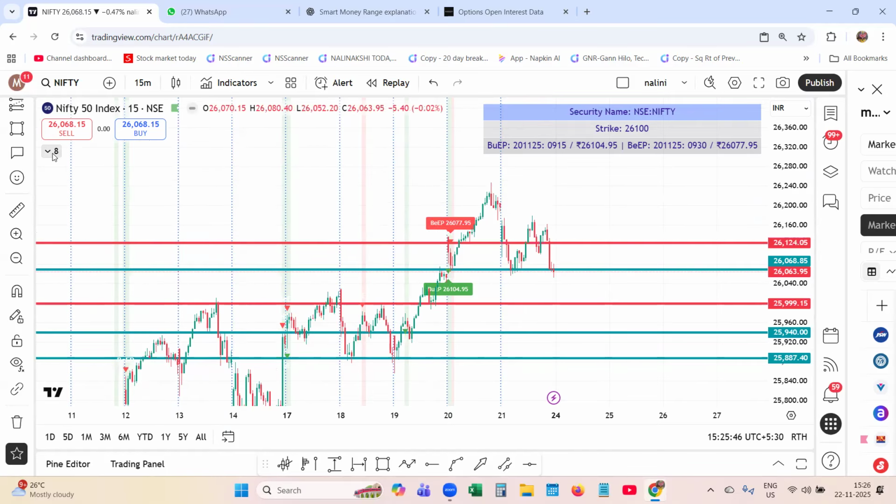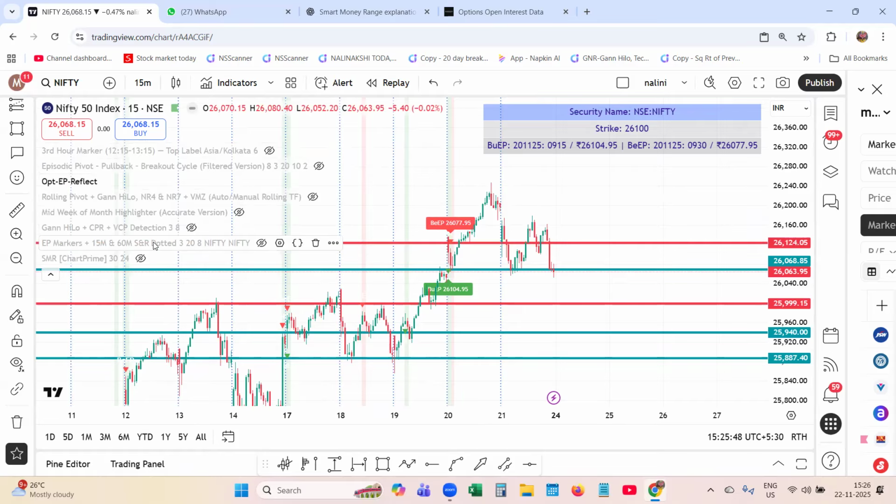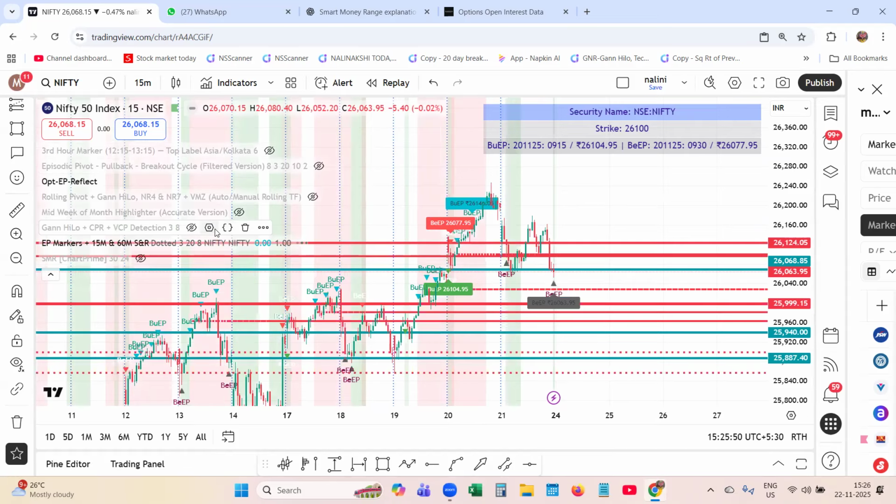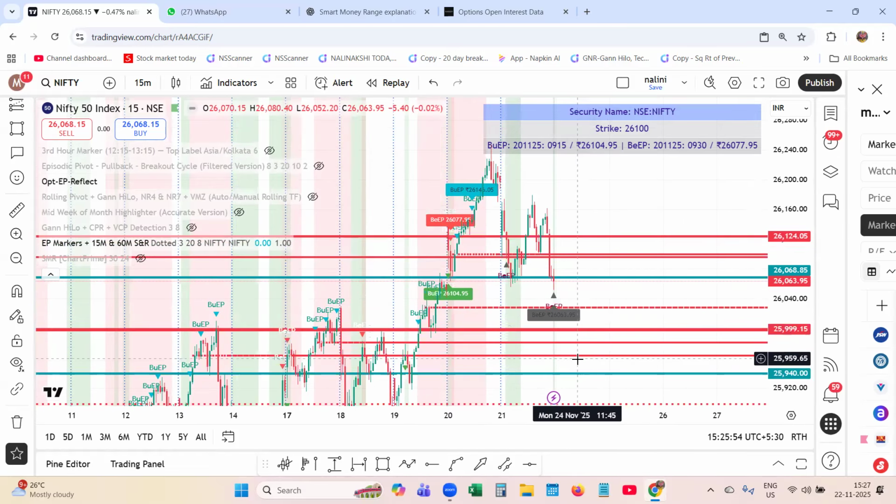For example, if I put this EP microstructure, you will get micro levels, in between micro levels. See, I am getting 26,030, 25,995, 25,981, 25,965. See, it matters, friends. It matters in option trading.